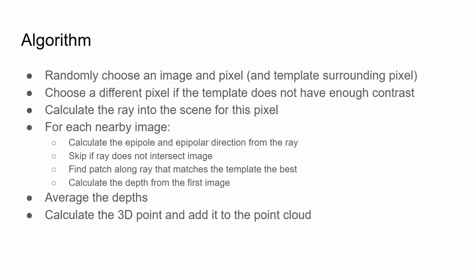Then we look at every pixel along that epipolar line and match it with the template from before. And then we find whichever pixel matches best and use that to calculate the depth relative to the first image. After we do that several times, we'll have several depths, and then we can average those depths to get a more accurate estimate of the depth at the pixel in the first image. Then we can use that original ray to calculate a 3D point in the scene and assign it the color of the first image.